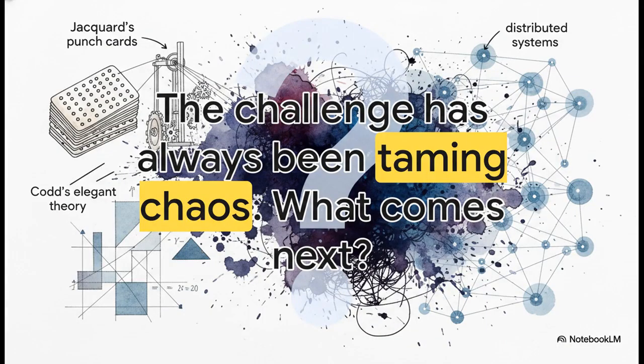So, when you boil it all down, it comes to this. From Jacquard's simple punch cards to Edgar Codd's elegant theory to the wild distributed systems we have today, the story of the database has always been about one thing. How do we tame the chaos of information? It is the invisible architecture that makes our modern lives possible, and the quest to build it, to improve it, is far, far from over.